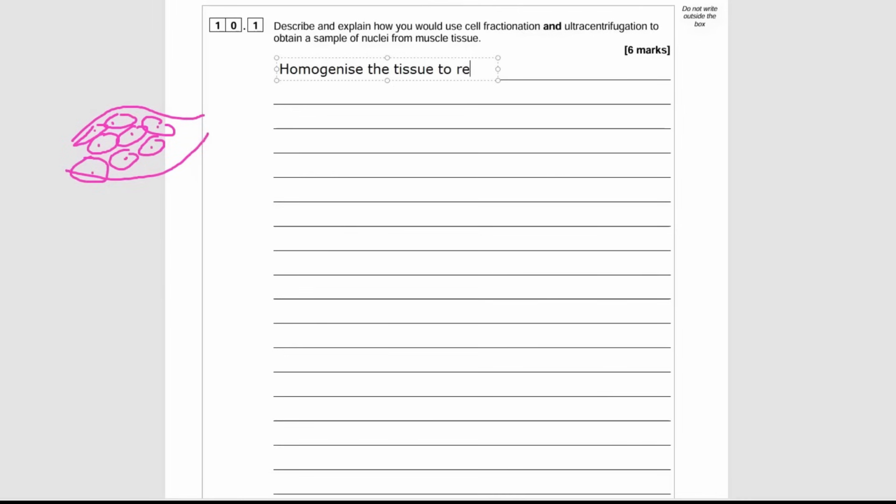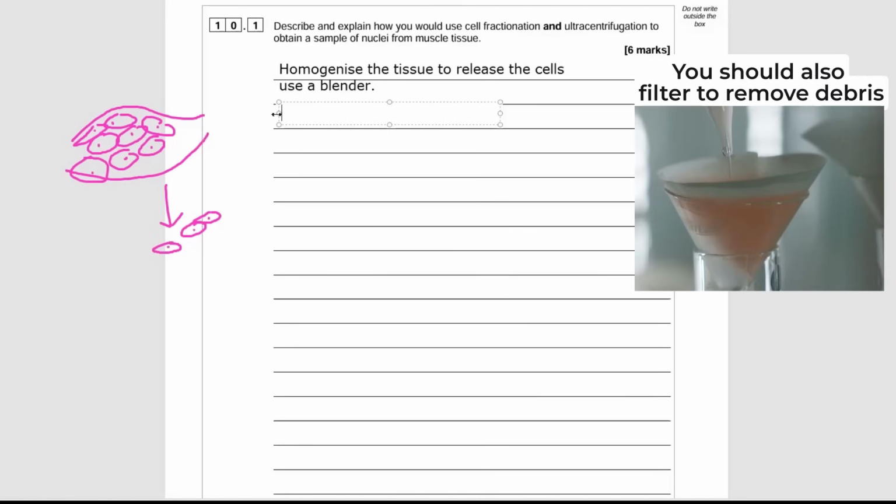So first of all, you want to homogenize the tissue. Now, what does this mean? This means blend it, break it up, and this is going to release cells from the connective tissue, like the ligaments, tendons, elastic tissue that's holding the cells together, okay? And also the homogenization is going to break open the cell membranes and release the organelles. So we've now got our mitochondria, ribosomes, Golgi body, whatever, all released from the muscle tissue.